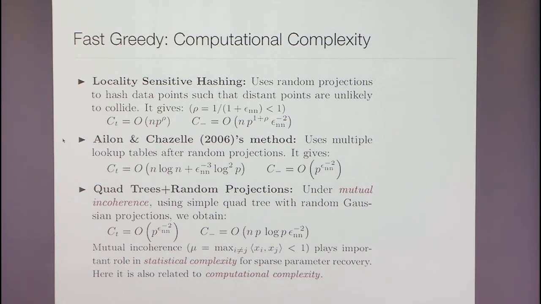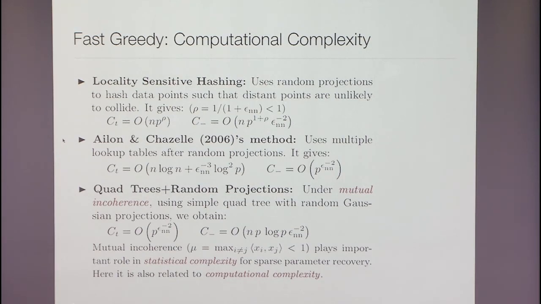So the typical setting in which approximate nearest neighbor data structures and analysis are done is one where epsilon nn is very close to 0. And that's not the setting we are in. So here is something that I just wanted to quickly touch upon.